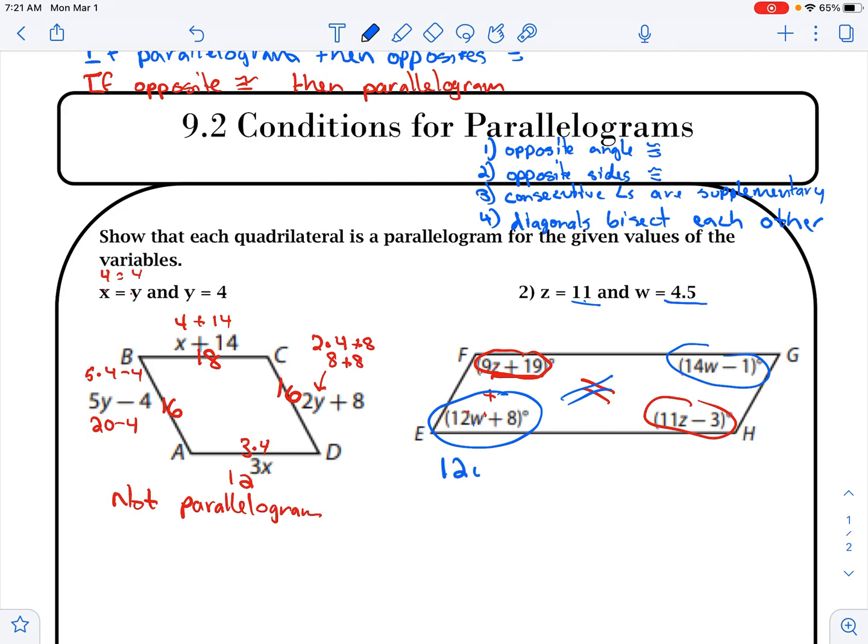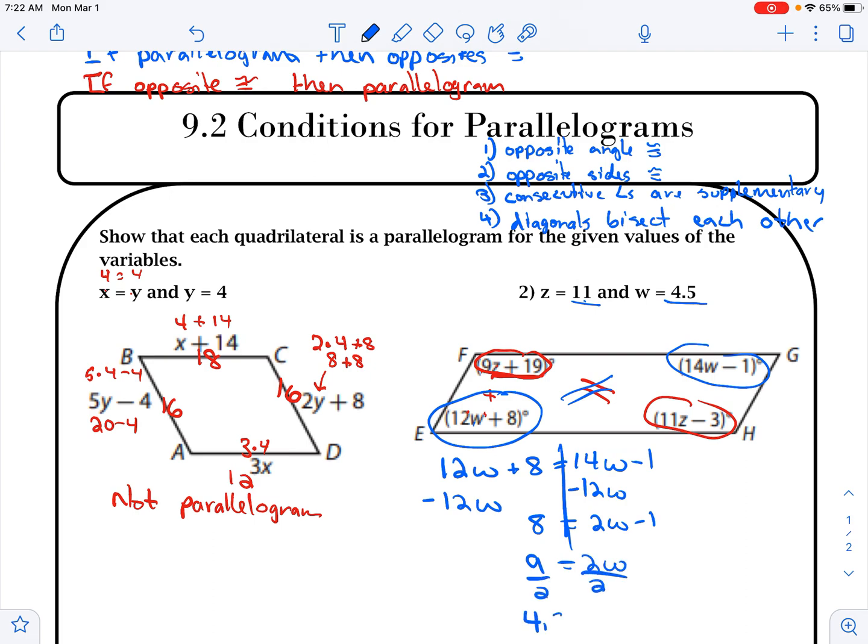We could also just write an equation. w plus 8 needs to equal 14w minus 1. And then we solve. So we subtract 12w, and then we would get 8 equals 2w minus 1. We add the 1 and get 9 equals 2w. Divide by 2. And so 4.5 equals w. Is that what we have? Yeah, okay, so we're good there.